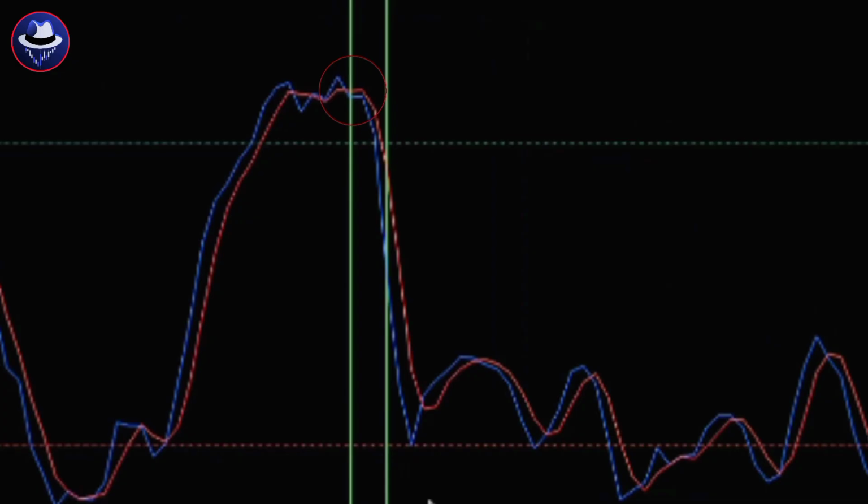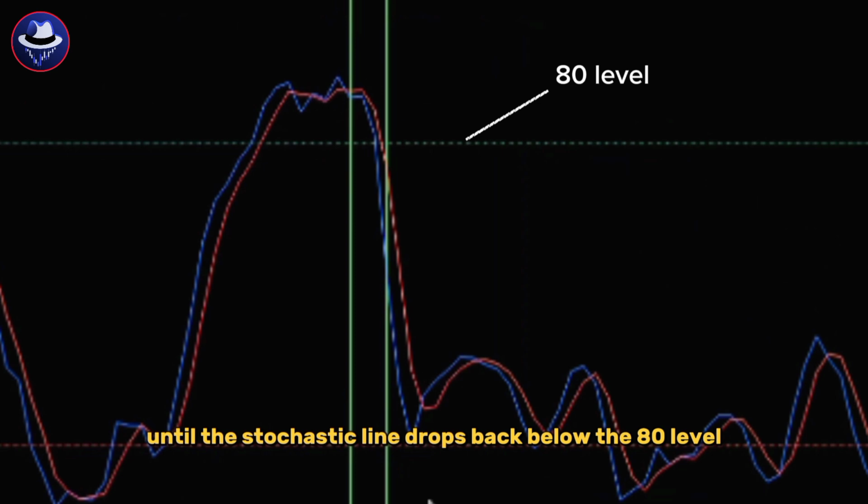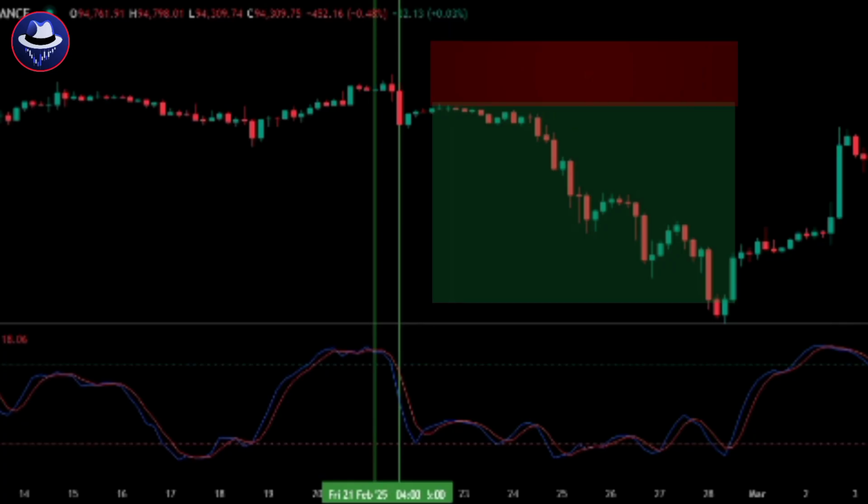We only get a sell signal when the blue line %K crosses below the red line %D from above. That crossover tells us the momentum is shifting downward. I personally wait until the stochastic line drops back below the 80 level, and then I enter a sell trade, and boom, the price starts falling.